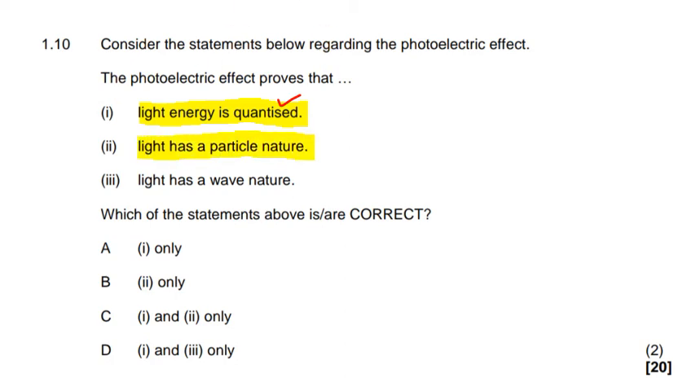Yes, that was the whole point of this photoelectric effect. It proved that light can act as a particle. Number 3 says the photoelectric effect proves that light has a wave nature. No. Other things prove this, like diffraction, reflection, etc. Those things are what prove the wave nature of light. So this one is an easy one. We're just looking for option 1 and option 2. So option 1 and option 2 is C.